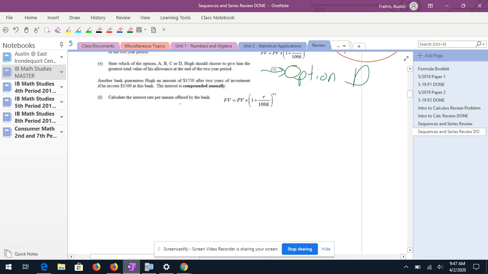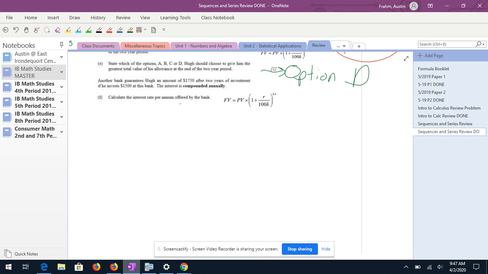All right, for part F, the last part of problem number 1, says another bank guarantees Hugh an amount of $1,750 after 2 years of investment. If he invests $1,500 at this bank, the interest is compounded annually. Letter F says calculate the interest rate per annum offered by the bank.